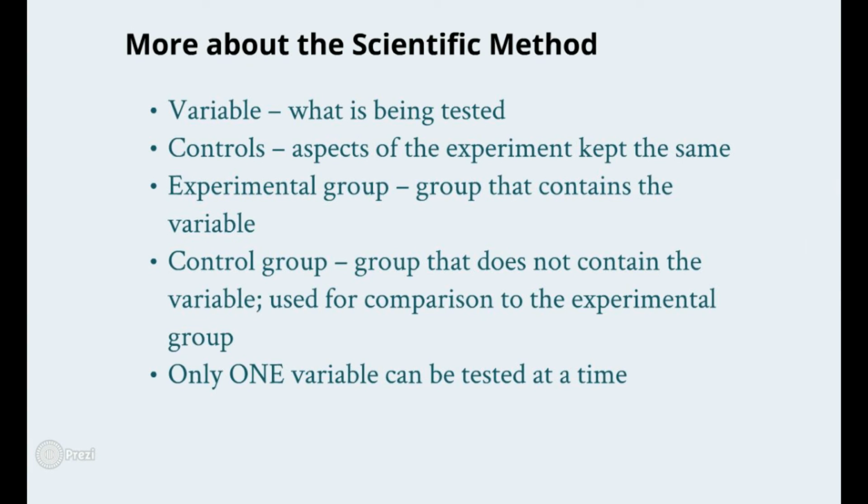Every time you go in the lab, you're going to have different things. You're going to have a variable and a control. The control is going to be something that is kept the same. You're not testing it. You're leaving it be. The variable is what you're mostly going to be testing. If you do it at a larger portion, that would be the group. And obviously you're going to have a control group to keep it the same and see how far you've gotten.